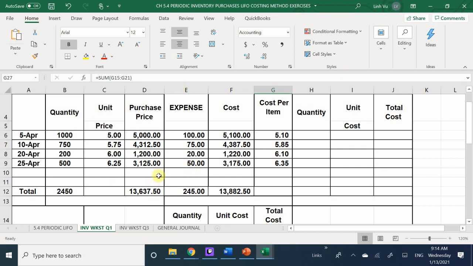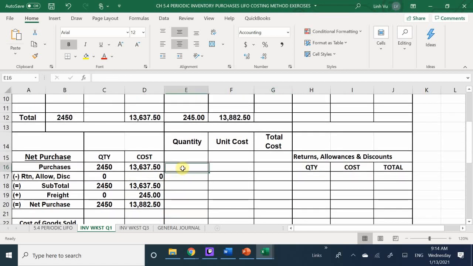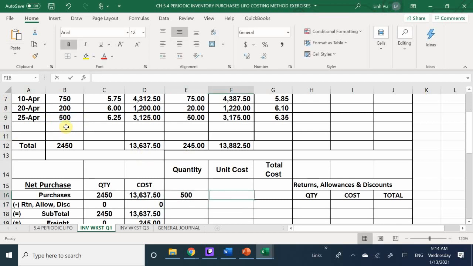Okay, so here, April 25th, we have a total of 500 units. Again, I'm doing this for class purposes only. So 500 units, and it's going to cost me a total of $6.35. Remember, we're focusing on the cost per item, not the original price that we purchased it for. We need to make sure that we have the cost per item, which entails everything that's included.